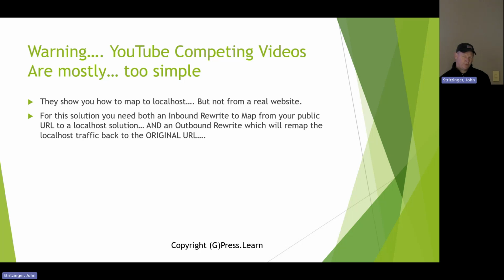So for this solution, you need both an inbound process to map from your public URL to a local host, and then you need an outbound rule that will take data sent back from the API to the public internet. So you need to be able to do both of those things. You need both an inbound and an outbound rule.